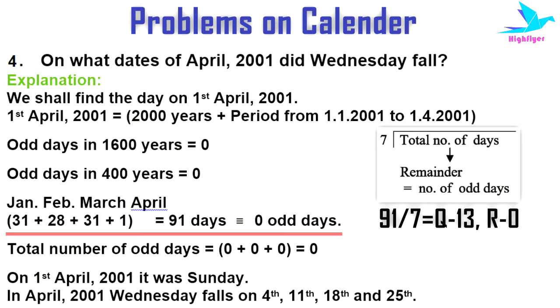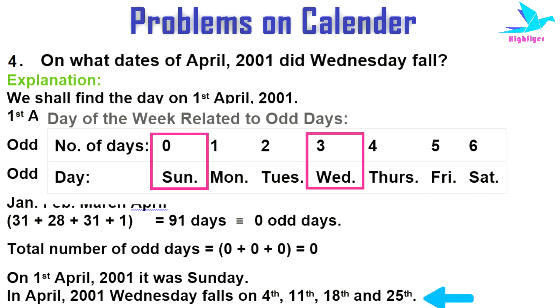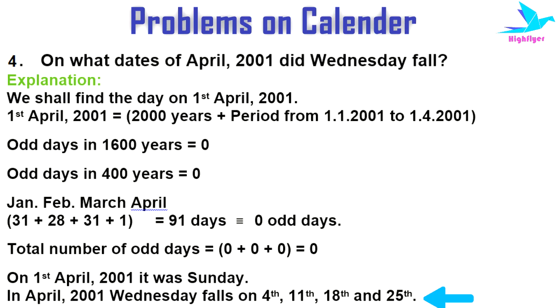Now 91 is a perfect multiple of 7. 7 into 13 equals 91. So we are left with 0 odd days. So the total number of odd days equals 0. So on 1st April 2001, it must be a Sunday. So then 4th must be a Wednesday. And then after that, we'll keep on adding 7 to it. That means every 7th day after the 4th will also be a Wednesday. That means 11th, 18th and 25th will be a Wednesday.